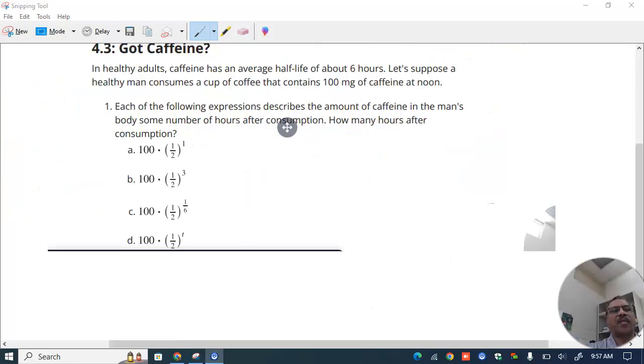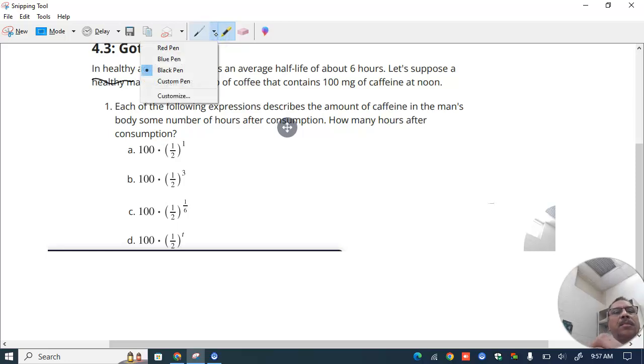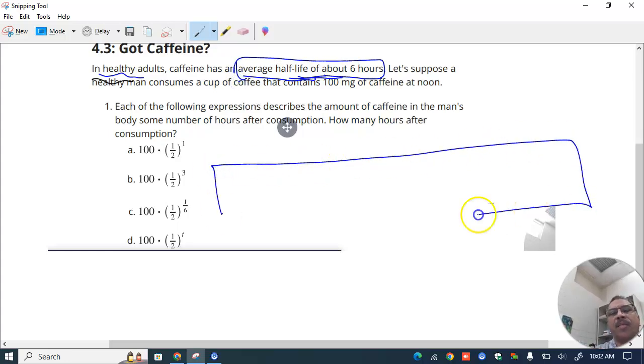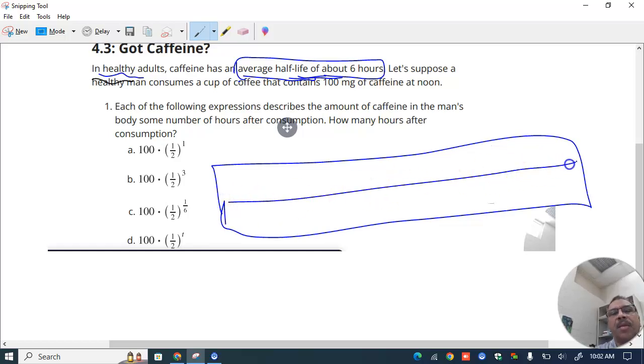So the next question is 4.3. In healthy adults, caffeine has an average half-life. So this is very important. Average half-life of about 6 hours. What this means is, if I try to draw this, let's see, the first part is the number of 6 hour periods.